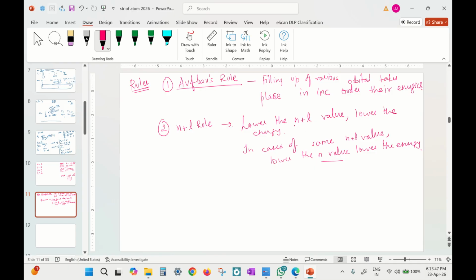So first we will check the N plus L value of the subshell or the orbital. Lower the N plus L value, lower the energy. If the energy is lower, we will go for Aufbau's rule and fill the electrons in those orbitals first. Then we will go to higher orbitals. Supposing while calculating the energy by N plus L rule, two of the subshells or orbitals receive same N plus L value, then you will go for the lower N value, lower the N value, lower the energy. Is it clear? Can we apply it now?